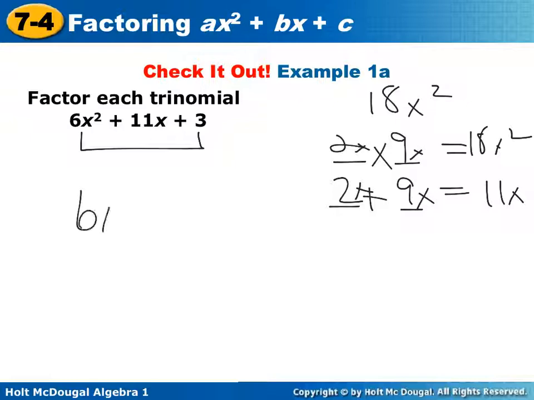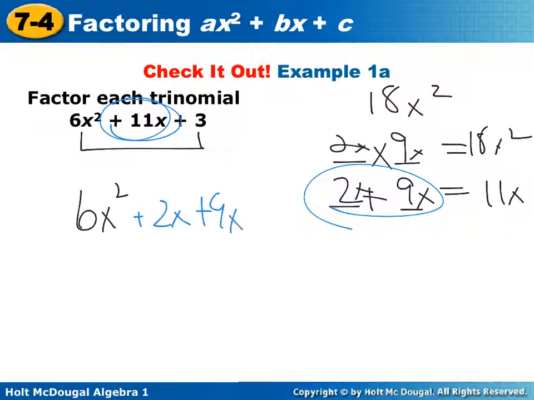So now, rewrite the 11x. Again, remember, you're replacing only the middle with the two numbers you came up with. So I'm going to put the 2x and the 9x. It doesn't matter if you put the 9 first. You will still get the same answer. So now I group. Group here, and then a group here. Divide this by the GCF.